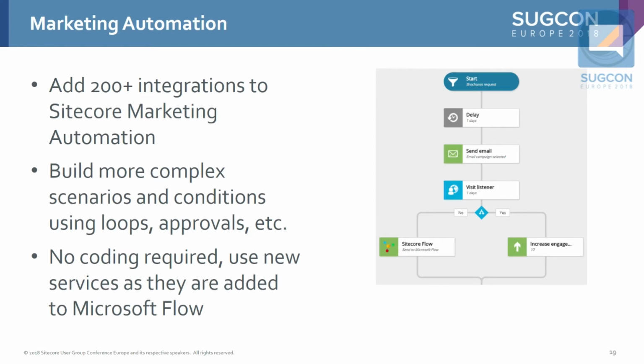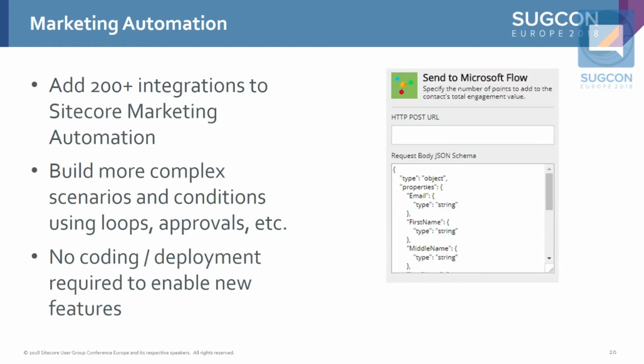And we can build more complex scenarios than we have in Sitecore, because we can use them together, and it just has more features because the single purpose of this product, Microsoft Flow, is to build workflows, and it has loops. You can use custom conditions, approvals, and with integration between Sitecore marketing automation and Microsoft Flow, you can use them together, and still no coding required. And the configuration is still as simple.